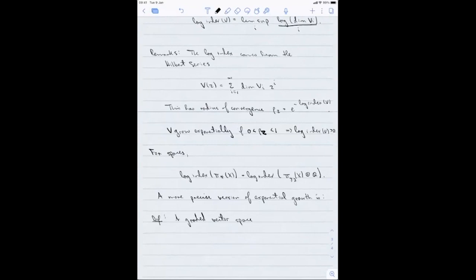Essentially, what you want to have happen is when you have exponential growth, potentially it could come in spurts. You grow really fast and then slow for a bit, and then really fast and slow for a bit. And what they're trying to do is give a definition that avoids this, so that the exponential growth is kind of steady throughout. So a graded vector space, V of finite type.